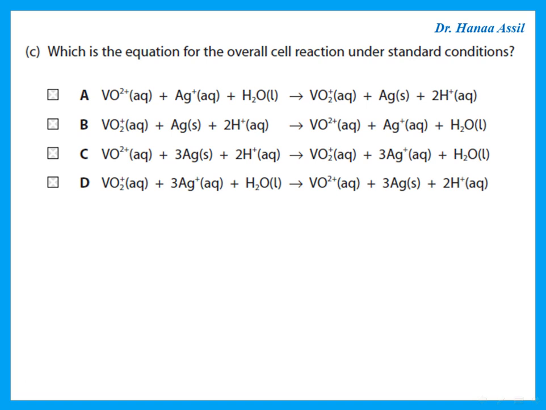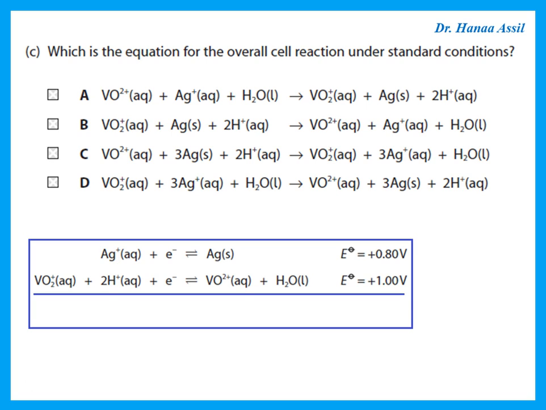Which is the equation for the overall cell reaction under standard conditions? Okay, what do we have? These are the equations he gave me, and these are the ones that you can get from the data book. But remember that one of them has to be oxidation and the other has to be reduction. Now, we're going to decide which one of these is going to lose the electrons and which one is going to gain. Remember, if you look at the E° for each one, the one that has a more positive E° is the one that is more easily reduced. It is the one that gains electrons.